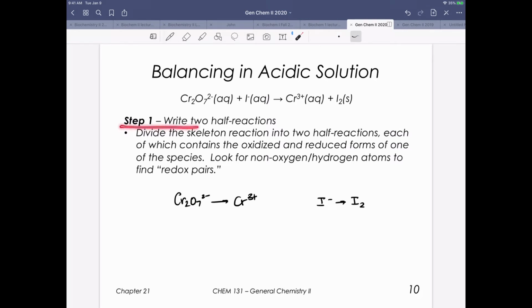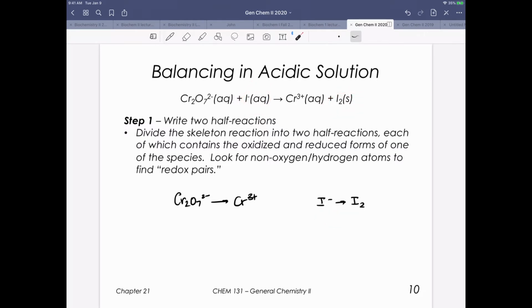So the first step, remember, is to take that skeleton equation and break it apart into 2 half reactions. So look for things that are related by the elements that are not oxygen and hydrogen to split things apart. So hopefully we see that there's a chromium here and here. So these 2 belong together as a half reaction. Iodine and iodide, so iodide and iodine here, are going to belong together as the other half reaction.